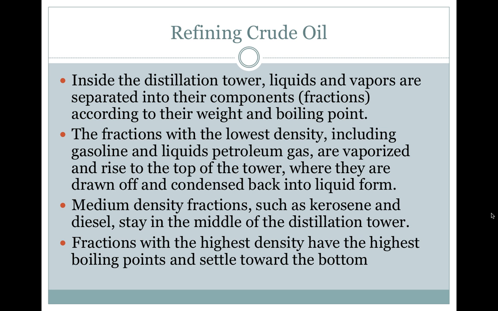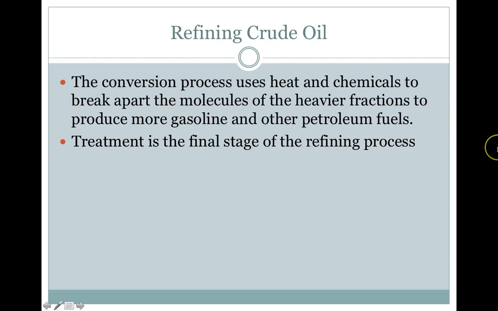Inside the distillation tower, liquids and vapors are separated into their components, fractions, according to their weight and boiling point. The fractions with the lowest density, including gasoline and liquid petroleum gas, are vaporized and rise to the top of the tower, where they are drawn off and condensed back into liquid form. Medium density fractions, such as kerosene and diesel, stay in the middle of the distillation tower. Fractions with the highest density have the highest boiling points and settle towards the bottom. The conversion process uses heat and chemicals to break apart the molecules of the heavier fractions to produce more gasoline and other petroleum fuels. Treatment is the final stage of the refining process.